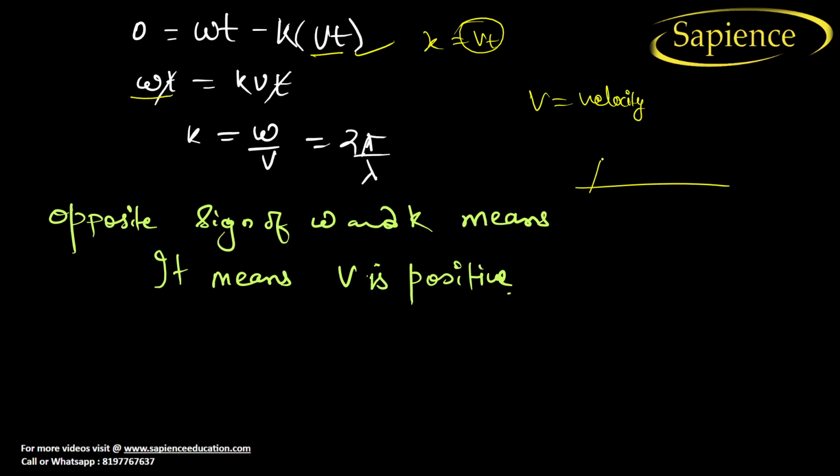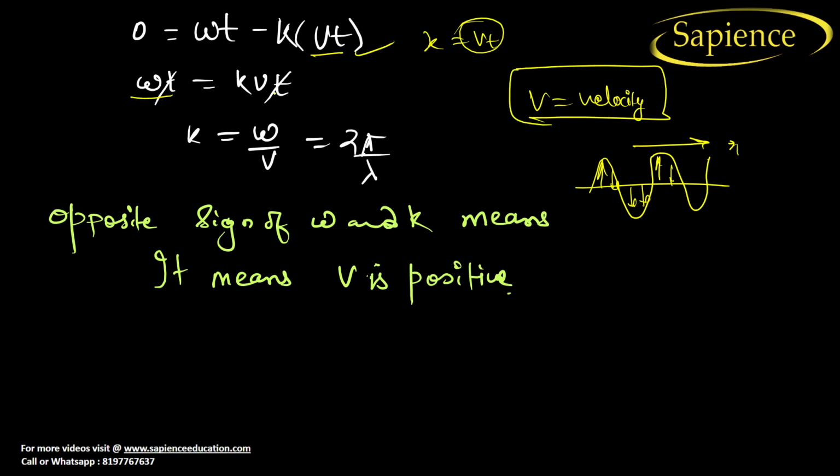Let us consider the particle is moving up and down like this, top and bottom. So the velocity of the particle we are not considering. We are considering the movement of the wave in this direction. So this is finally the velocity of the wave. So velocity of the wave is v. So from here we will get k is equal to omega by v only.